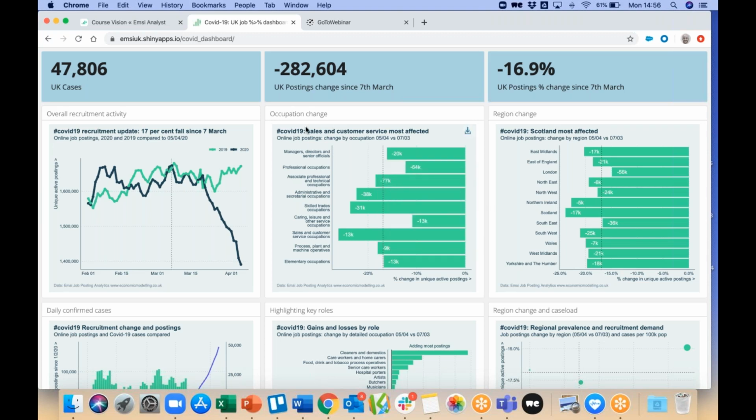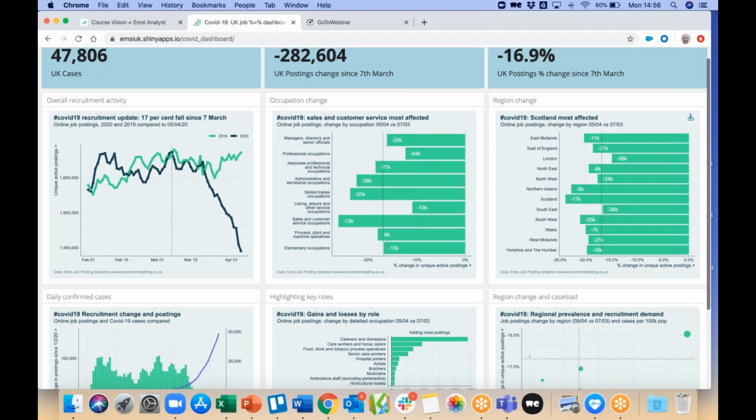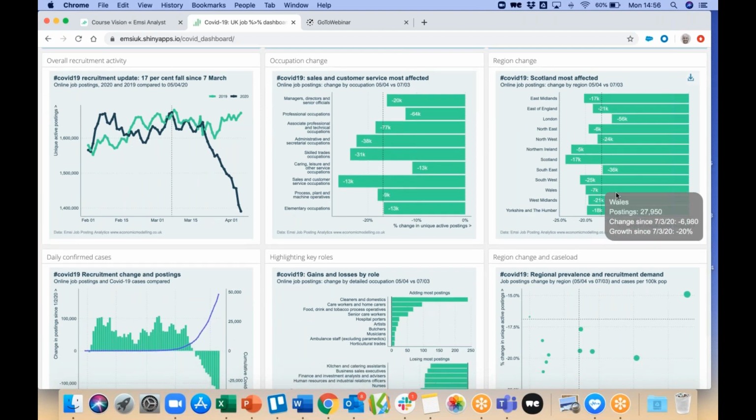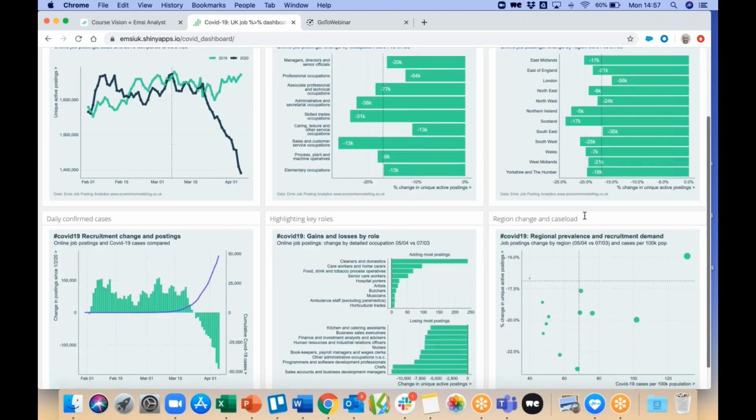So what we're doing is showing you things like how job postings in 2019 compare to 2020. Clearly here we can see that from the 7th of March, the number of job postings literally fell off a cliff. And obviously what that starts to mean for a local area can have far-reaching consequences. We're then looking at the occupation groupings which are most affected. We can look at that by region, and on Emsi's website, on the COVID dashboard, you can actually request a localized regional report for your area.